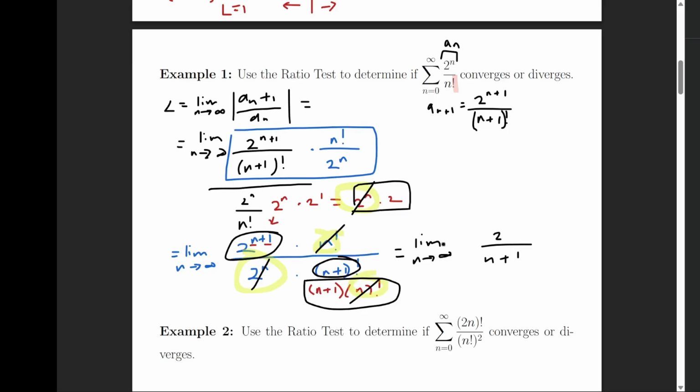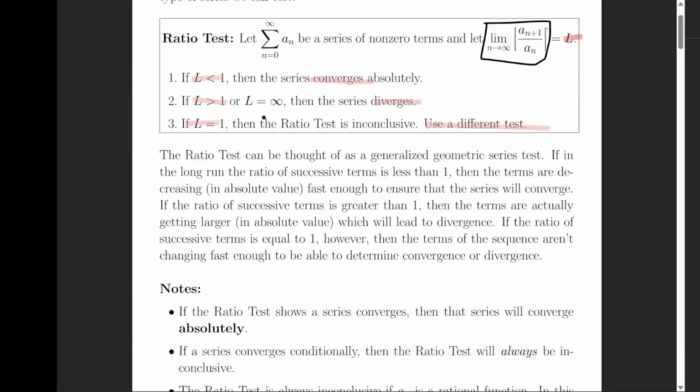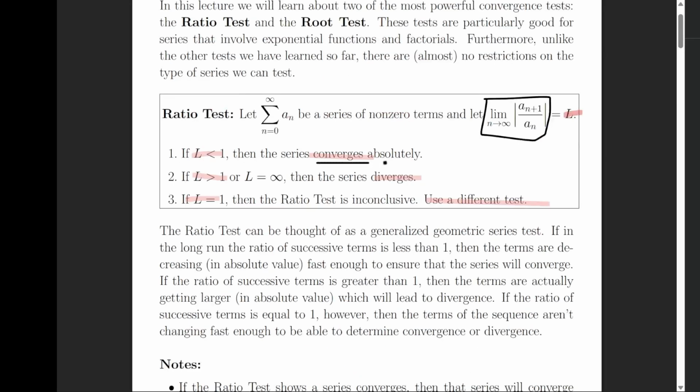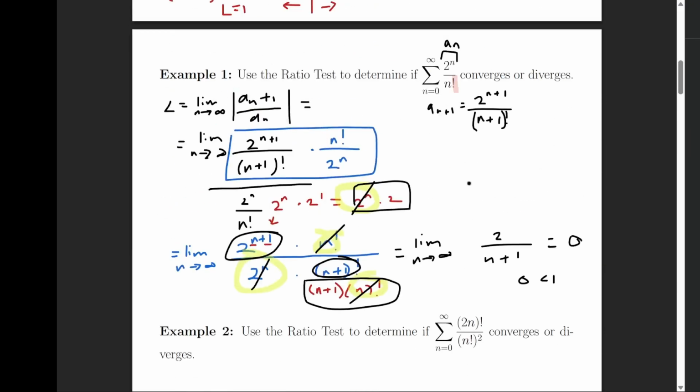And then we take the limit of that, so as n approaches infinity, 2 over infinity, any constant over infinity is 0. So that's less than 1, right? And when L is less than 1, that means the series converges absolutely. So for this one, we can just write, oh, I have no space. We write since L is less than 1, you have to write this as part of the explanation. Even if you write it down, it's just better to write it just in case. Our series converges by ratio test. Right, and then that's your answer.